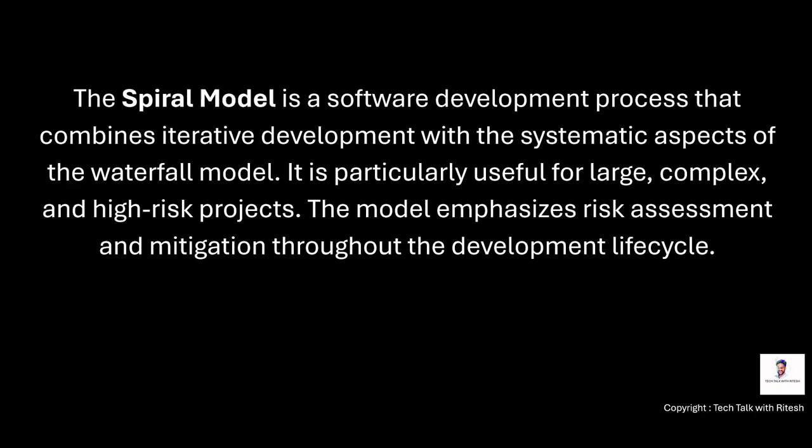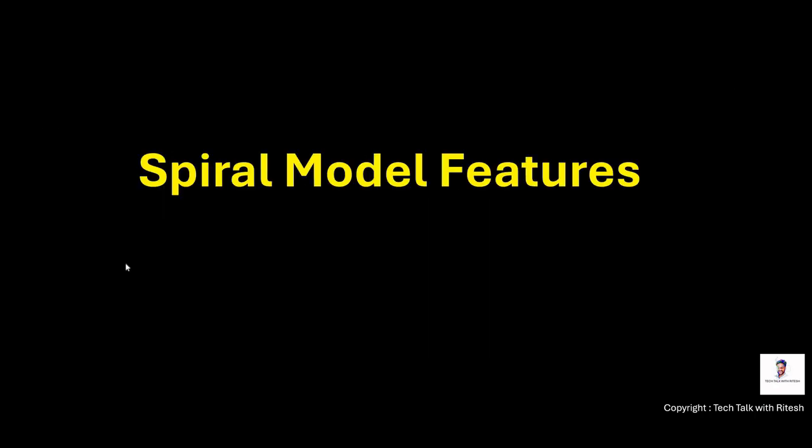So there was a traditional approach, there is an agile, and now this is taking some features of the waterfall model, the traditional one, and some features of the agile one, right? Basically good features, not bad features. So let's see the features of spiral model.